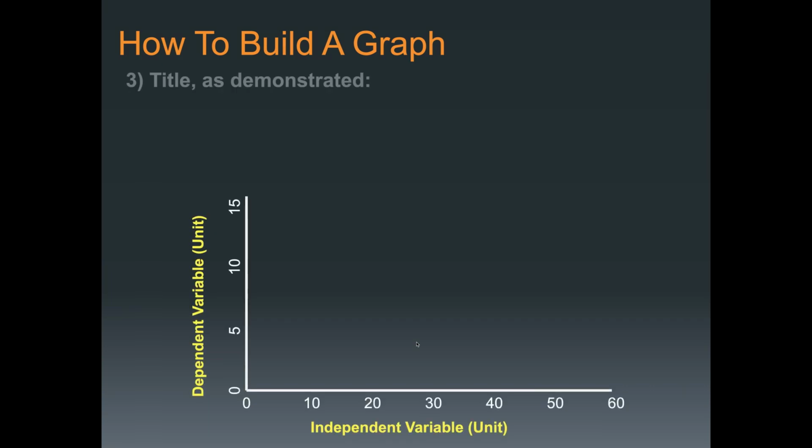Let's continue. You want a title, and the title will be whatever is on the y-axis versus whatever is on the x-axis. So if this is temperature and this is time, our title would be temperature versus time. You don't have to come up with a snazzy title for it. You're basically just saying, we're changing this, and this is going to change as a result.